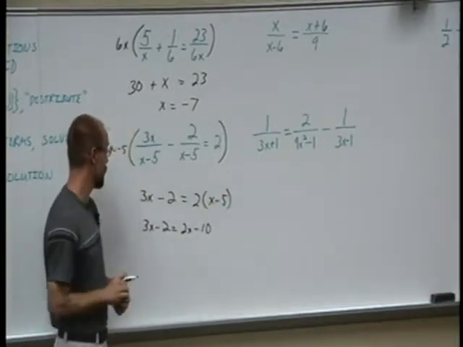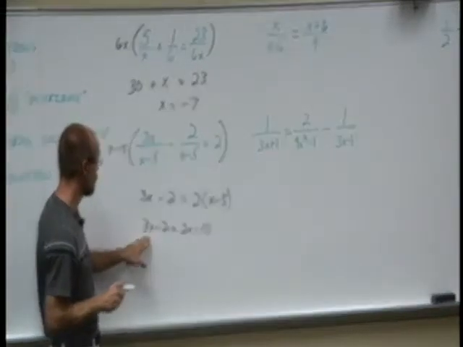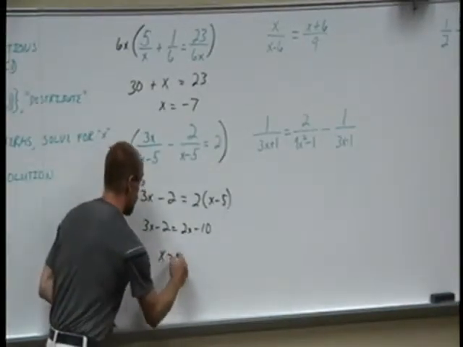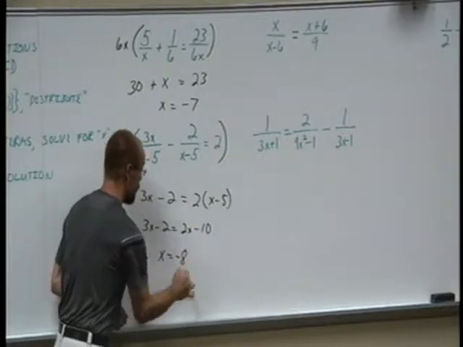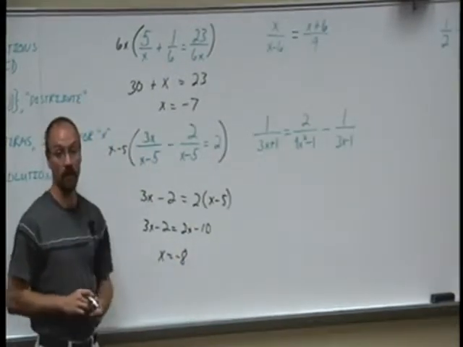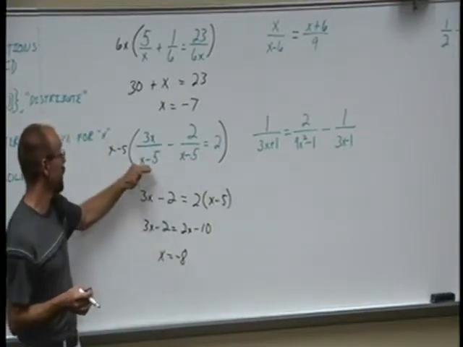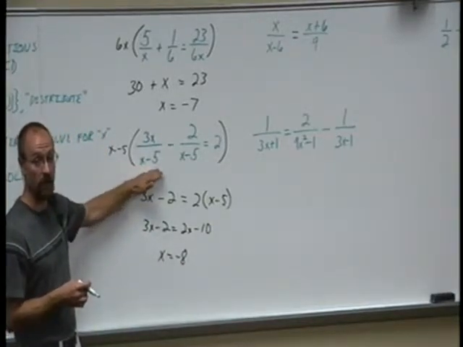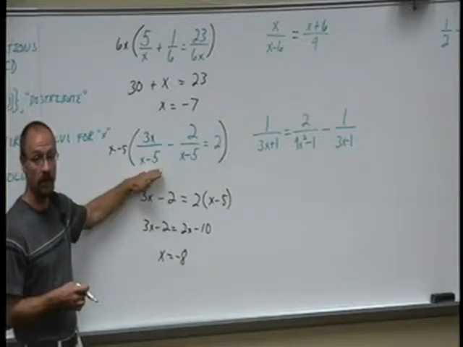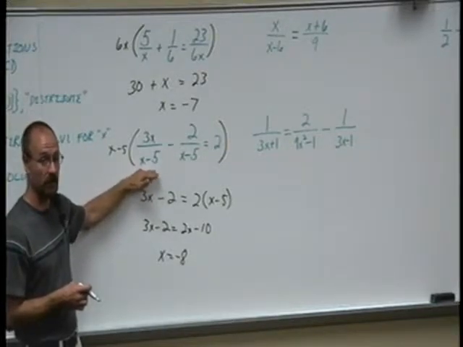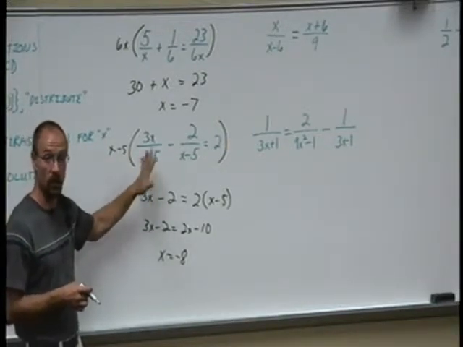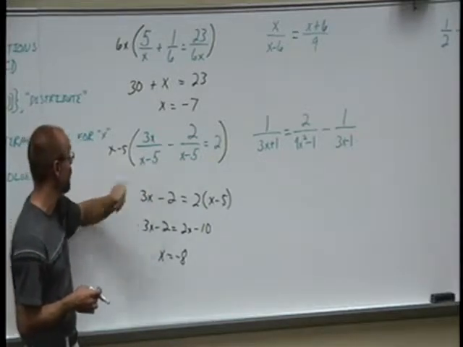When we distribute that 2, and now I can subtract 2 x's from both sides and add 2, and I have x equals negative 8. Now it's time to check our work. When I plug negative 8 in, I can see, well, negative 8 minus 5 is negative 13. Good thing this isn't 0. If that value made this 0, we're done. The whole problem would be no solution. But that's not the case here.